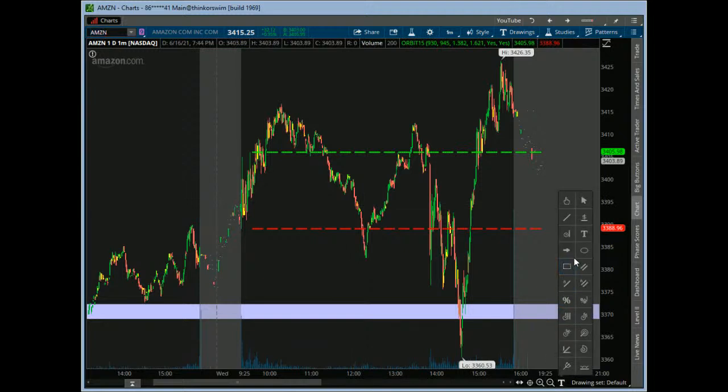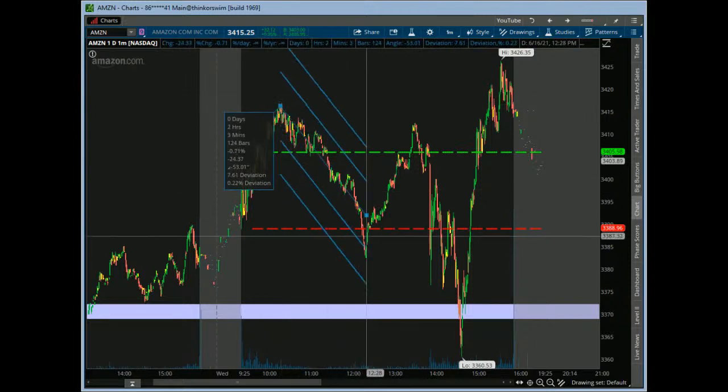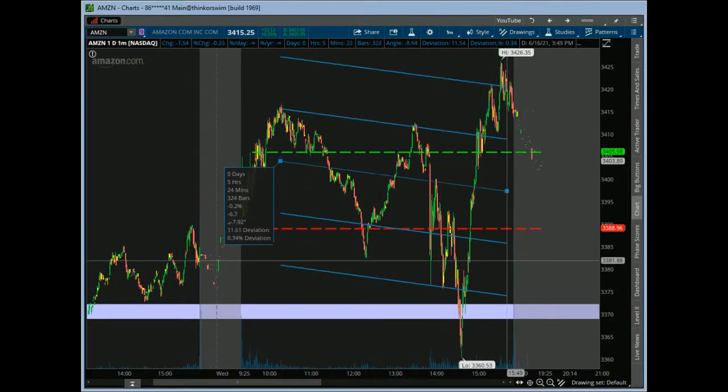Okay. So we go to the regression channel right here. We start at a pivot right here. Okay. We draw it down until we can get the LRC to match with another level.